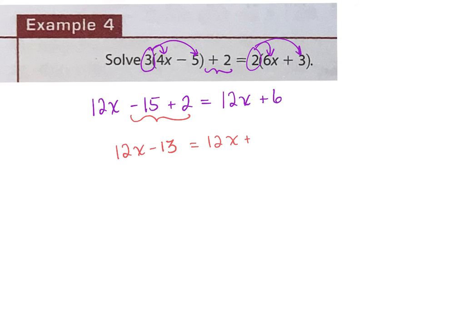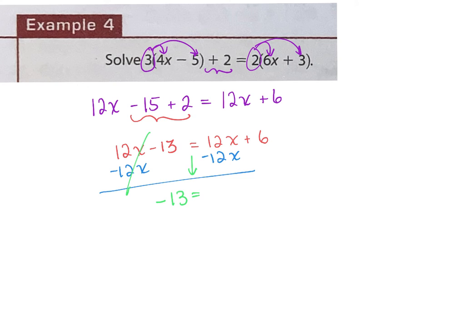Once I do that, I've simplified both sides as much as I can. And I'm going to move my numbers to one side and my variables to the other. What you'll notice here, however, is that when I move my variable, I get 12x minus 12x here. What does that give me? What's 12x minus 12x? 0. So I'm left with just negative 13.